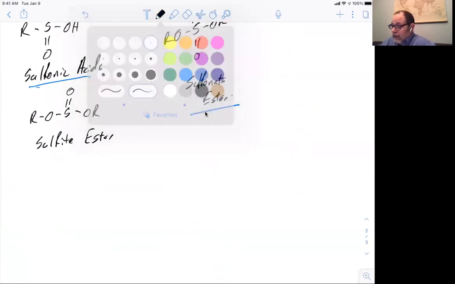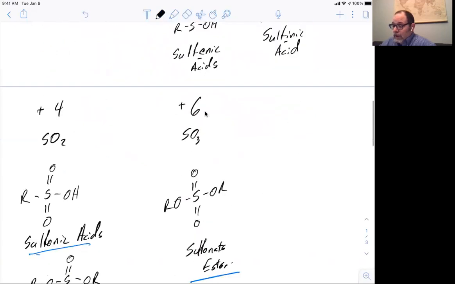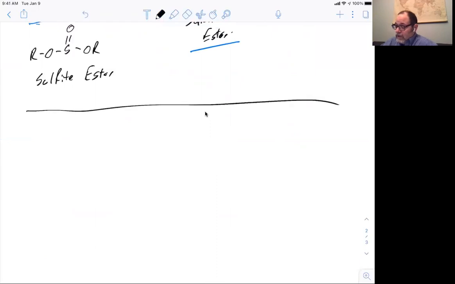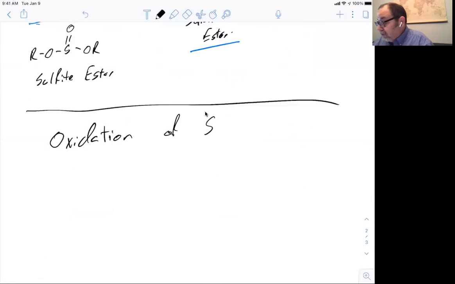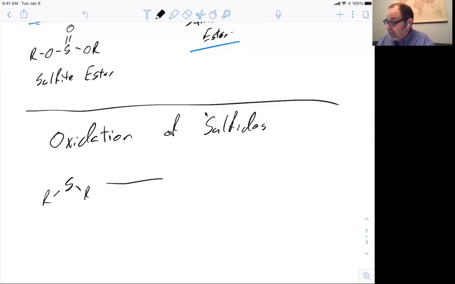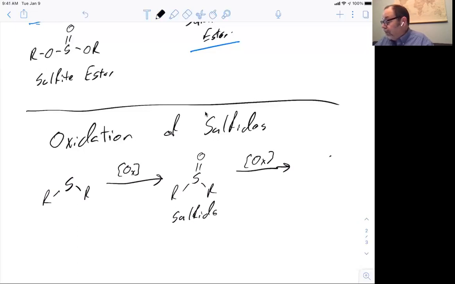Okay. All right. So one of the things with the sulfur, the oxidation is that we can look at oxidation of these, right? So it turns out we can take sulfides and oxidize those to other derivatives. If we take a sulfide, we can oxidize that first to a sulfoxide. And then we can oxidize that again to the sulfone.